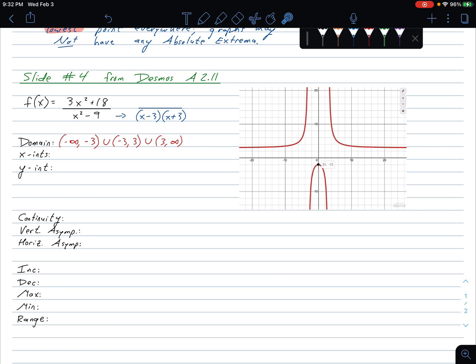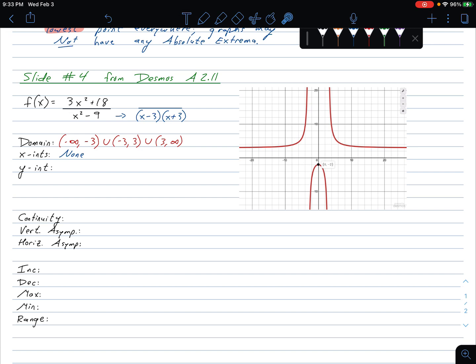Now, x-intercepts, we're not really sure how to find them for functions like this yet, rational expressions, because we have to kind of set the whole thing equal to 0. Then how do you solve that? Not too sure yet. We'd have to kind of finagle it. But we can kind of look at our graph on the right, and we see that there are none.